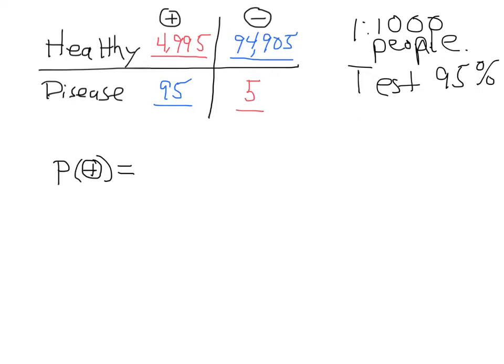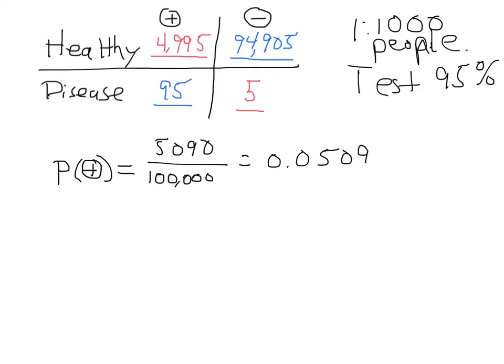All right, so what's the probability that we will test positive for this disease, right? So it's all of the positive tests, which come out to be 5,090 positive tests out of our 100,000 people, which comes out to be 0.0509 of the probability of testing positive. Okay?